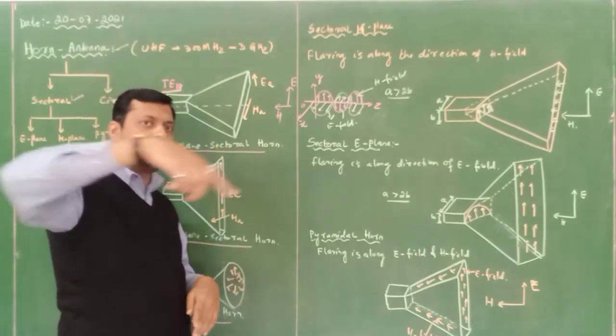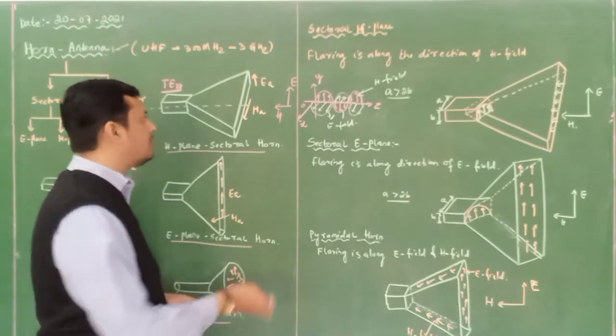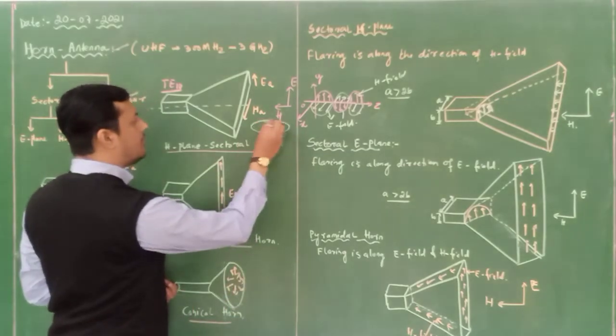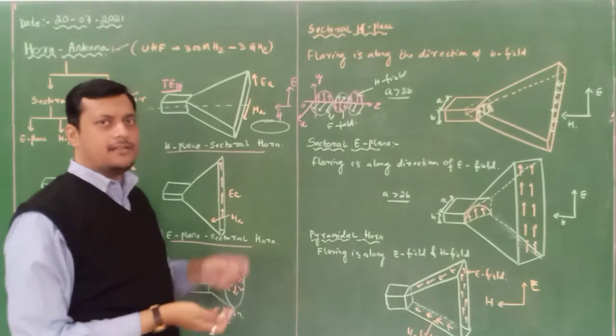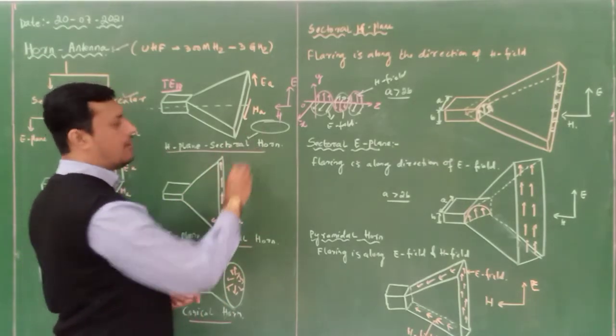Magnetic field will be circular in nature, that is called horizontal in nature. So when the magnetic field is considered as horizontal, that means it is called an H-plane horn antenna. So, H-plane sectoral horn antenna.